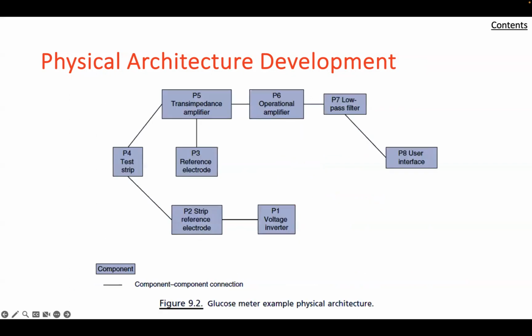So for the physical architecture development, we focus on the physical components of the glucose meter, as well as any components that interact with the environment and the patient. The 8 components identified for the glucose meter are P1, voltage inverter; P2, strip reference electrode; P3, reference electrode; P4, test strip; P5, transimpedance amplifier; P6, operational amplifier; P7, low pass filter; and P8, user interface. And so the figure that we're showing now provides an example of the glucose meter physical architecture.